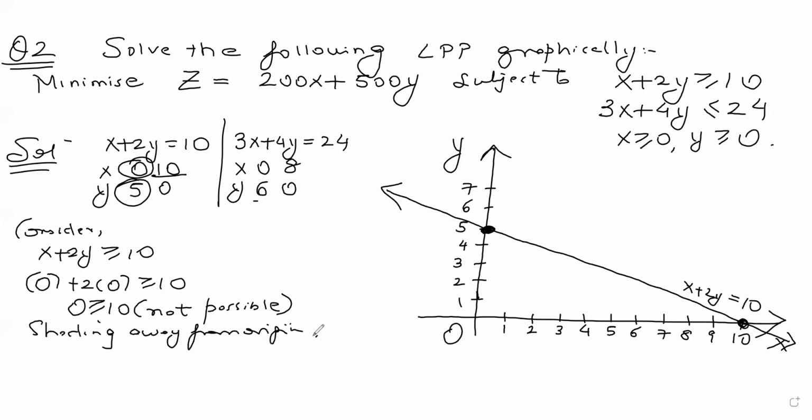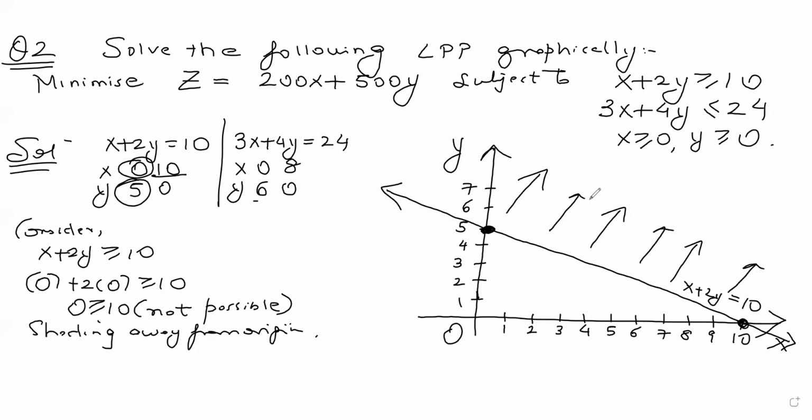That means, guys, shading will not be towards the origin. It's going to be away from the origin. Shading will be in this direction. But let me erase this because we only deal with the first quadrant. So shading is always in the first quadrant here. So it's going to be shading in this direction.